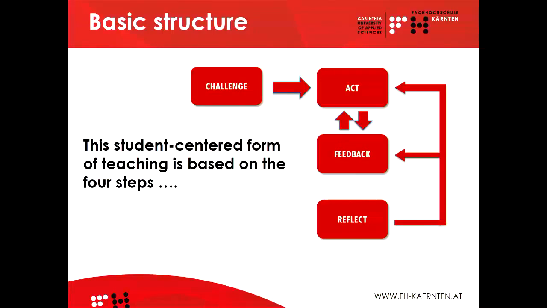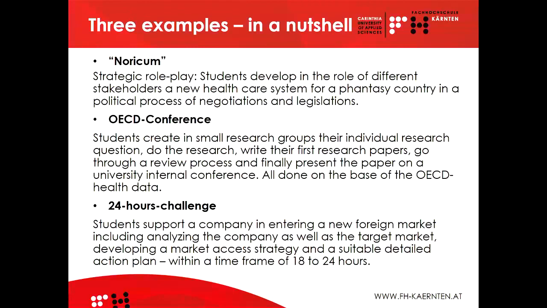To make this abstract idea a bit more concrete, there are 3 good practice examples. The first is Noricum. It's a concept where students have the challenge to develop, over a semester, a completely new healthcare system. They have to do the legislation, they have to do the contracts, they have to think about how to build up such a system by playing the roles of the different interest groups within such a healthcare system. That's quite a challenge. They have never done something like this. After they have developed this, they get a 1-day feedback workshop.